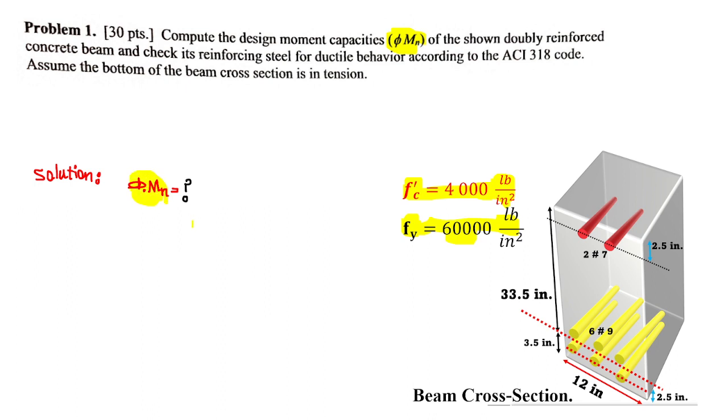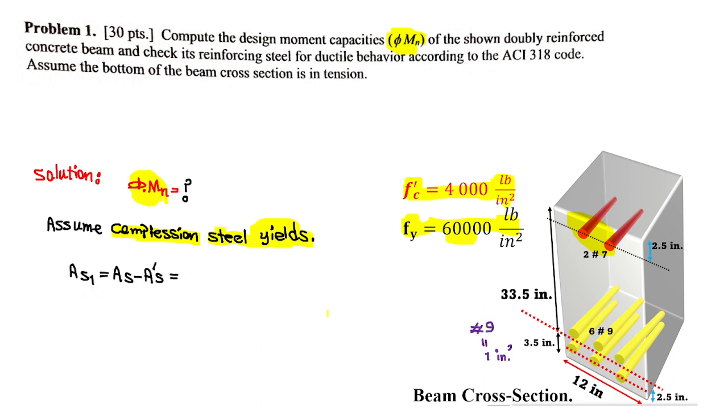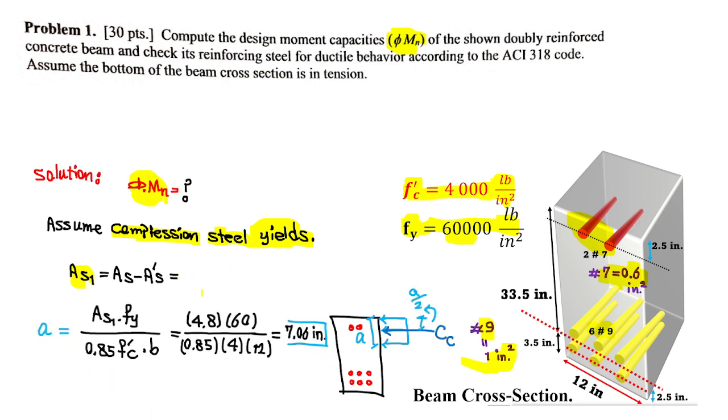So for the solution to finding phi times Mn and the yield, assumption that the compression steel is still at the top, we're going to check this one. So in that case, As1, which is 6 number, is 1 inch squared, so 6 of them is 6 inches squared, and As1 is As minus As prime, which is subtracting the 7, which is six minus two is 4. A, the height of the block, is equal to this one, 0.85 fc prime times b. It just gives you 7.6 inches in terms of height of this block.